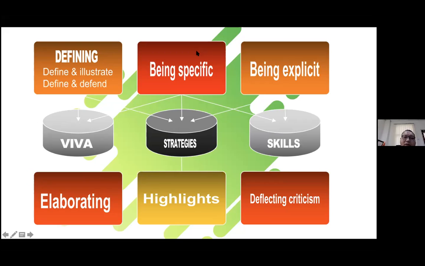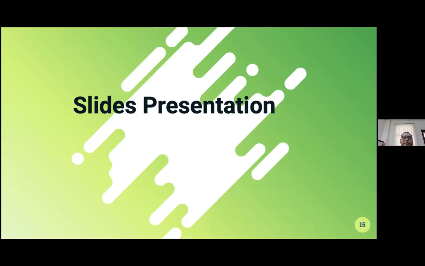And then you need to be specific. You need to highlight what the important things are, and you have only 20 minutes for your Viva. So try to use these 20 minutes to highlight the important things. Okay, and then be explicit and also deflect the criticism. So these are the elements that you need to have. These things you need to prepare earlier, not during the Viva.